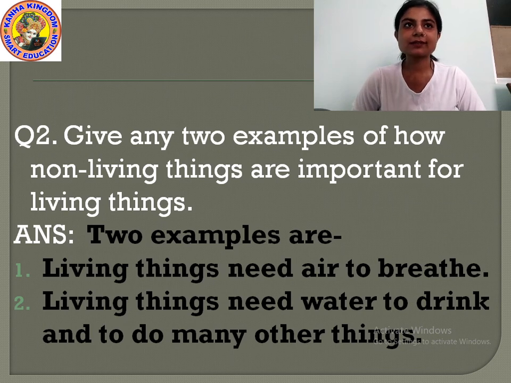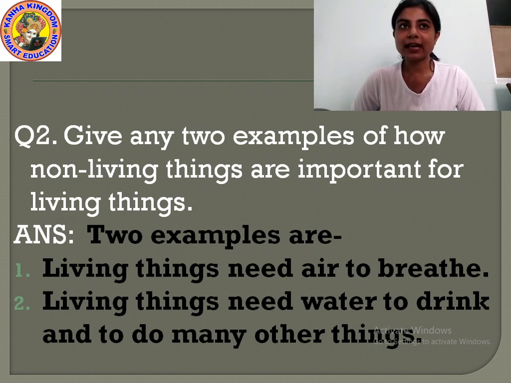Our last question is, give any two examples of how non-living things are important for living things. I repeat my question. Answer. Two examples are, number 1, living things need air to breathe. Number 2, living things need water to drink and to do many other things.